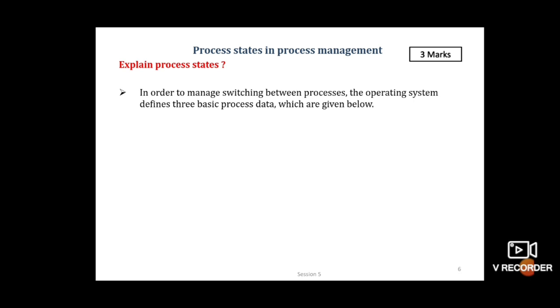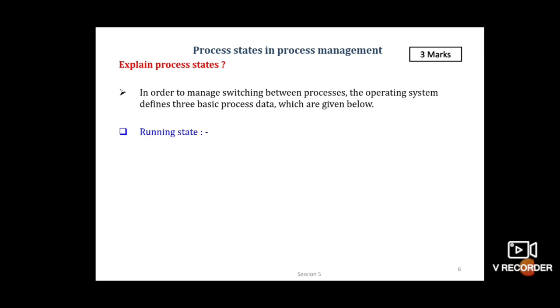Now next is process states in process management. In the board exam, this question asks for 3 marks: explain process states. In order to manage switching between processes, the operating system defines 3 basic process states, which are given below: running, ready and blocked.